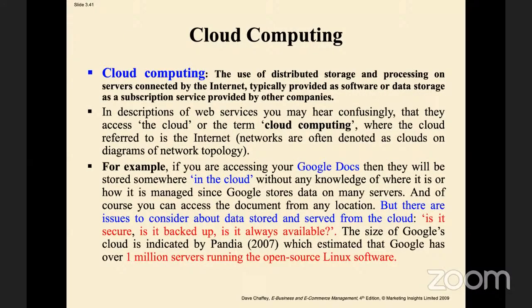Okay, now here is another concept that is called cloud computing. What actually is cloud computing?